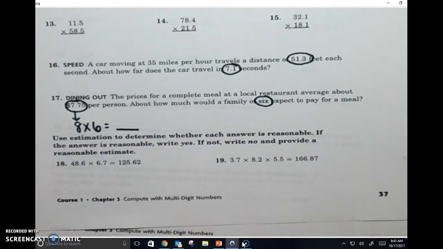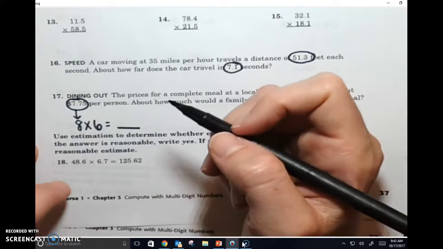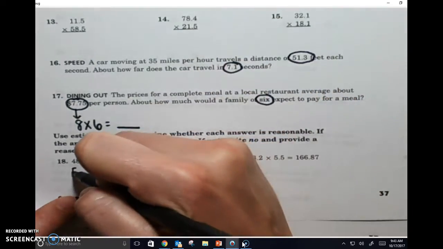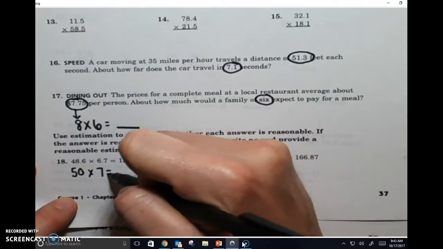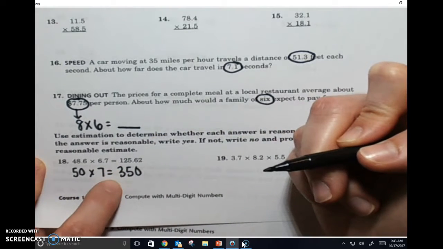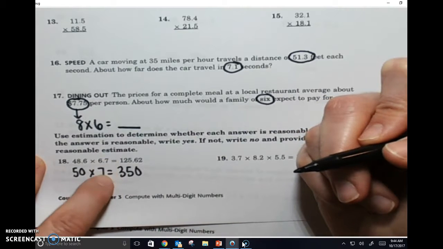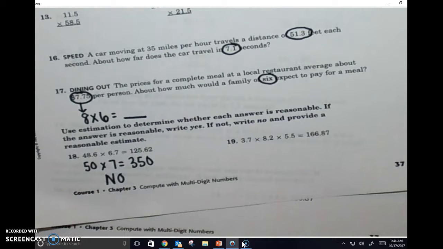Okay, on these two, you're going to use estimation to determine whether each answer is reasonable. If the answer is reasonable, write yes. If not, write no. Provide a reasonable estimate. So I'm going to show you 18 so you can do 19. 48.6. What would you get if you estimated that? 50? What about 6.7? 7. So we get what as our answer? 350. So is 125 reasonable to that? No. Are they close? No, so we will write no. If they're close, we'll write yes. That's all you have to do.